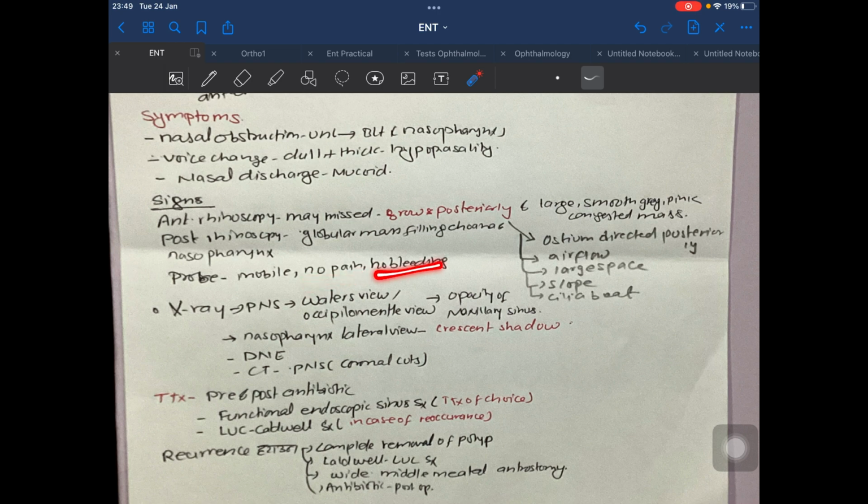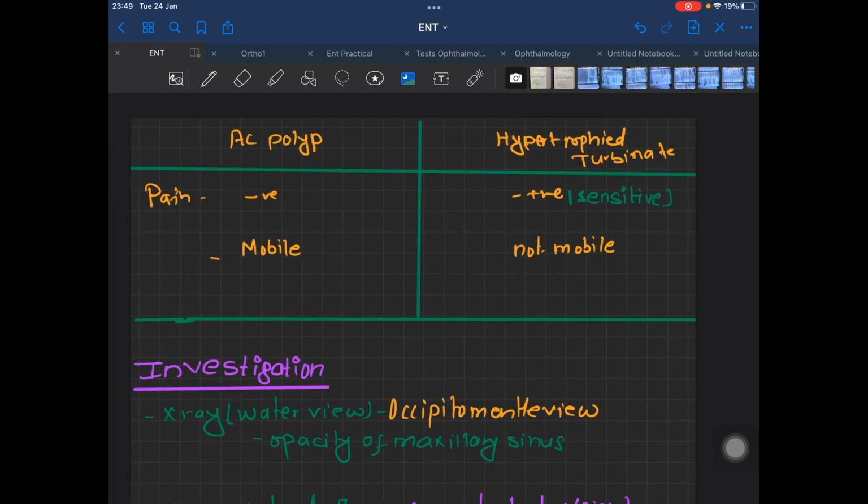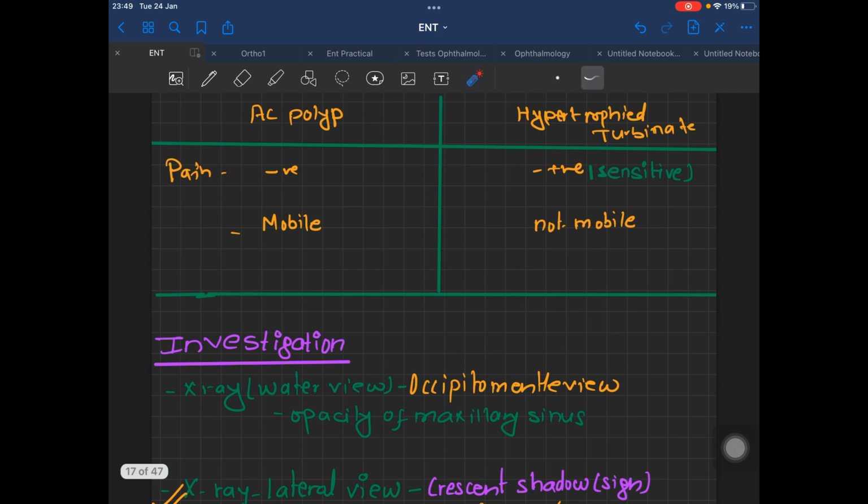So you have to differentiate between the antrochoanal polyp and hypertrophied turbinate. In case of antrochoanal polyp, they are non-pain sensitive, but hypertrophied turbinates are pain sensitive, while antrochoanal polyps are mobile and hypertrophied turbinates are not mobile, and they are smooth and they are hard.